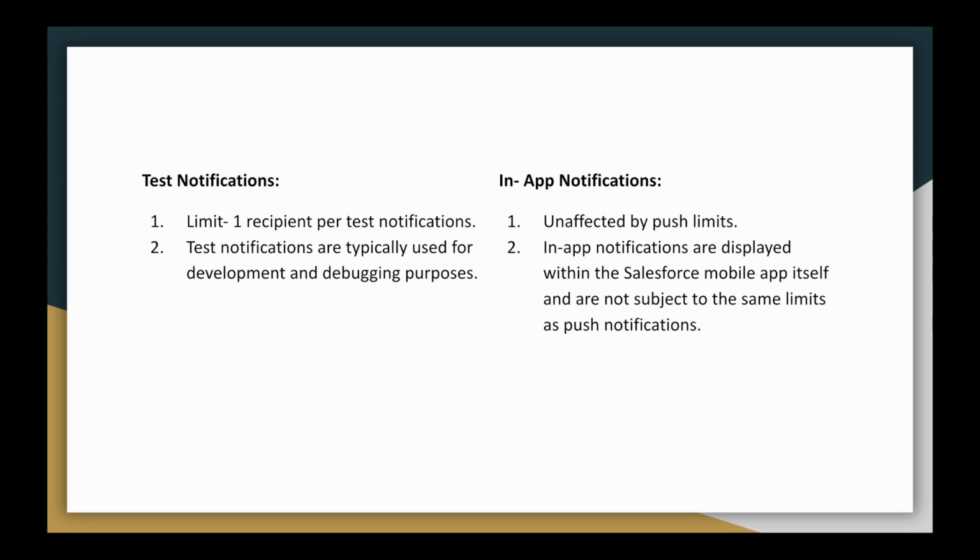For test notification, we can have one recipient per test notification, which can be used for development and debugging purposes only. And in-app notifications are those notifications displayed within the Salesforce mobile app itself and are not subject to the same limits as push notifications. So these are unaffected by the push notification limits. In-app notifications are different from push notifications. Push notifications come up on our screen even if we are on different apps, but in-app notifications come up only in the app, not on the mobile.